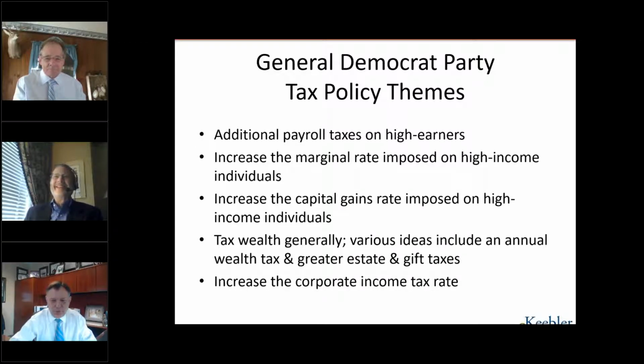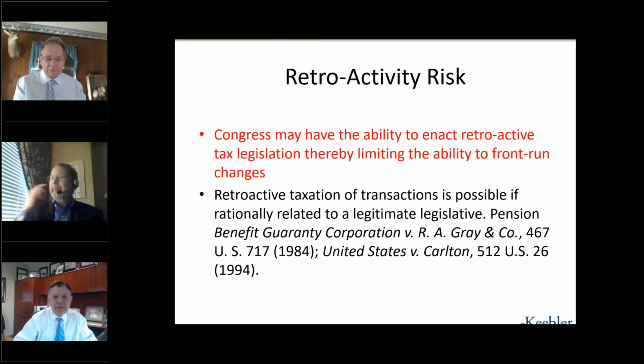So let's jump up one more page, please, guys. Now, we'll talk about this, but retroactivity. Can a law be changed retroactively? Supreme Court says yes. That's Carlton, R.A. Gray. So this is a risk. What that means is middle of next summer, Congress could change something back to January 1st, 2021. That's why there's been all this excitement and fear and why everybody's running so hard towards the year end. Let's go up to the next page.